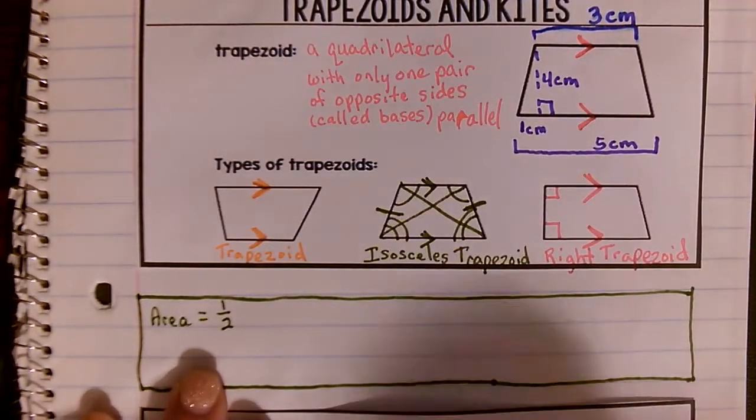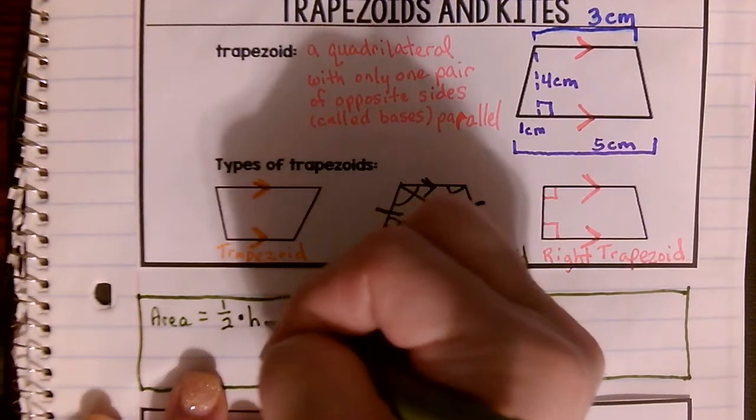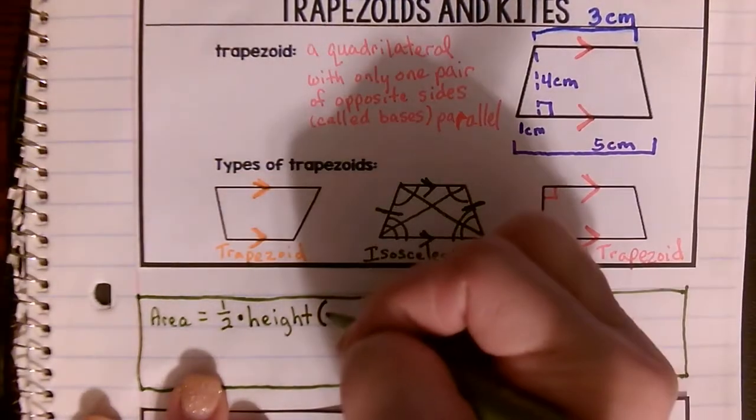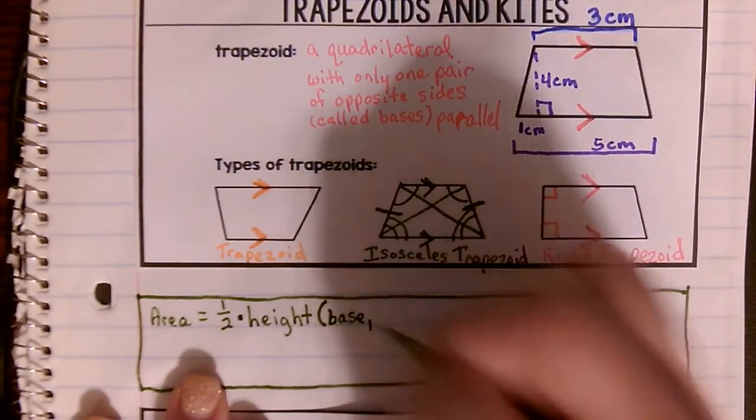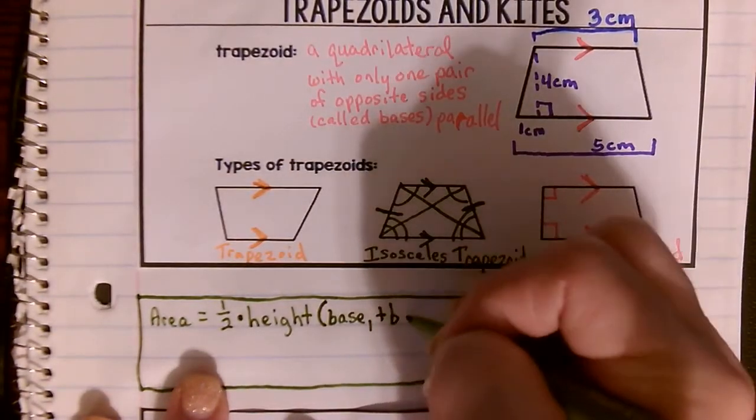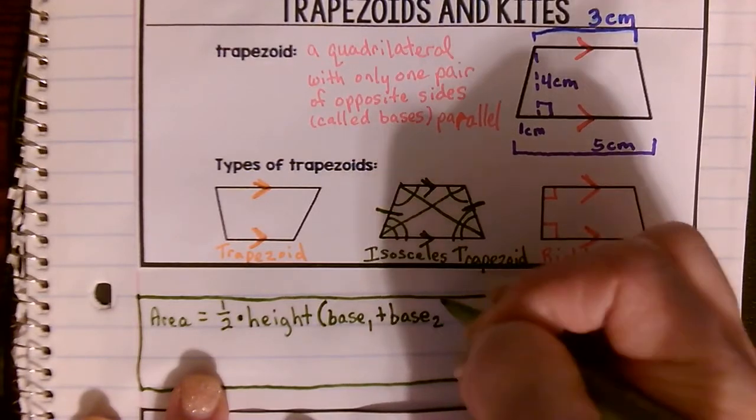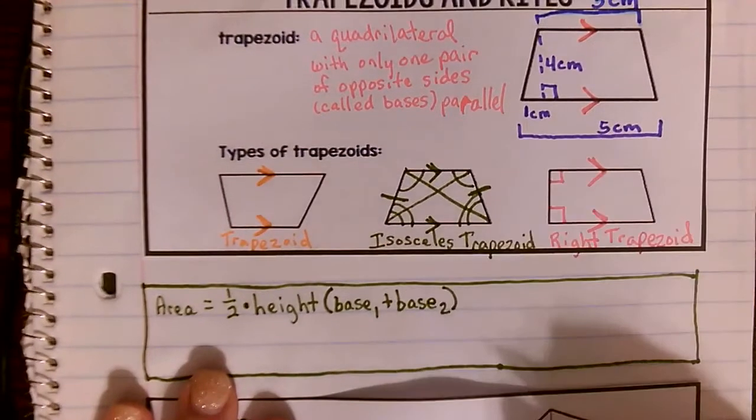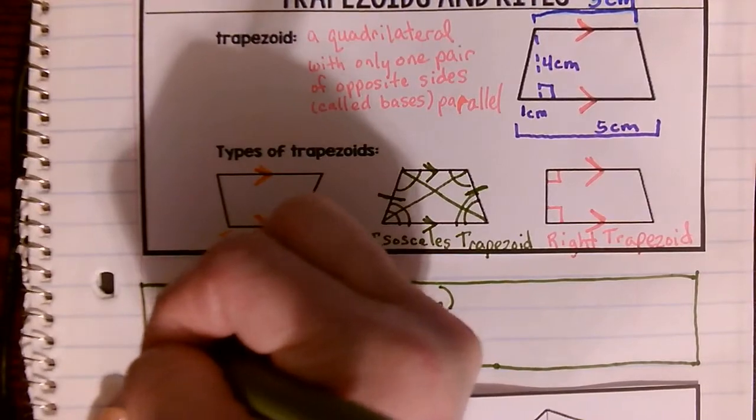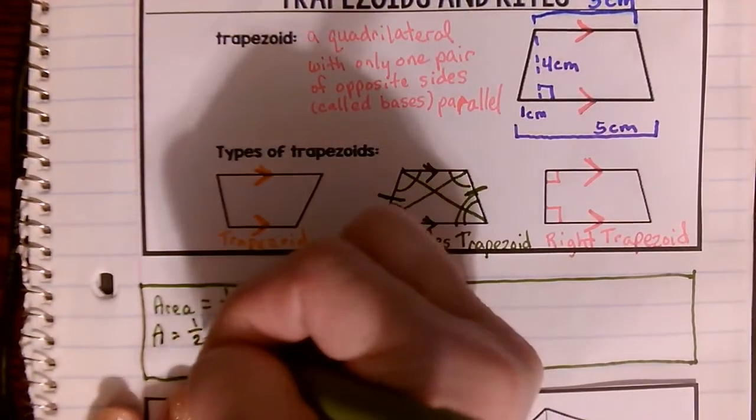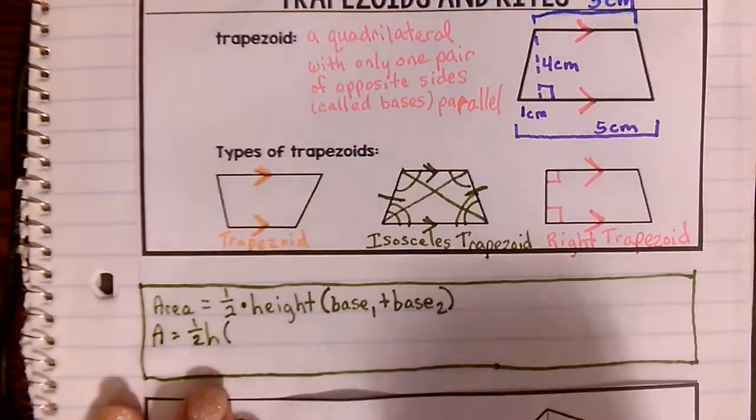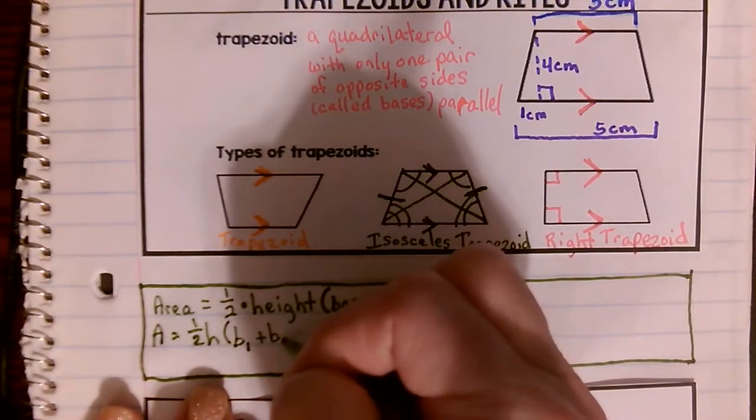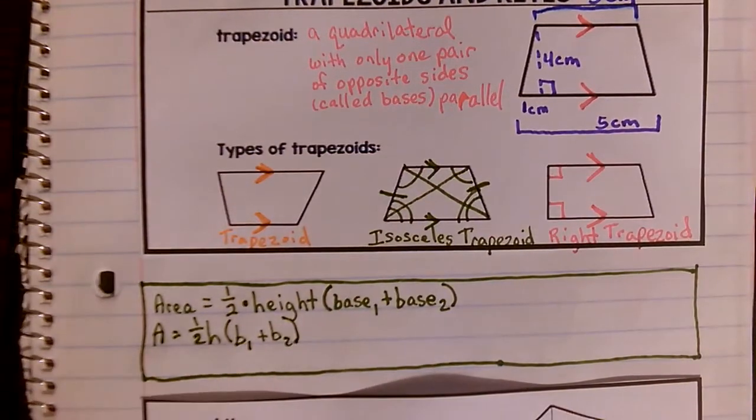1/2, right, times the height times the quantity of base 1 plus base 2. Now, when we shorten that to just a formula with letters and numbers, we have A equals 1/2 H, parentheses here for multiplying, B1 plus B2, okay? And some people look at it a different way.